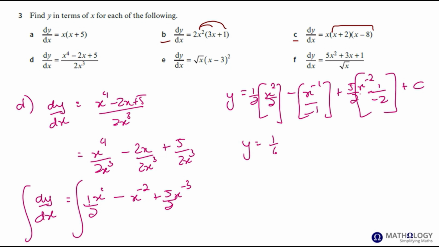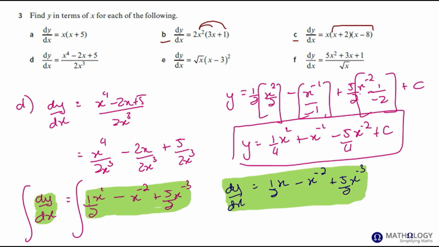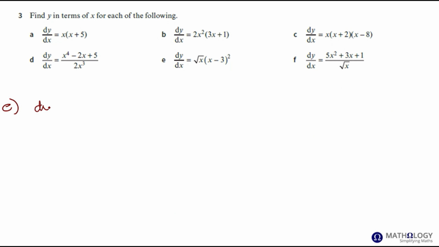So y equals a quarter x squared plus x to the minus 1 minus 5 over 4 x to the minus 2 plus c. And if we differentiate this, we get a half x minus x to the minus 2 plus 5 over 2x to the minus 3.